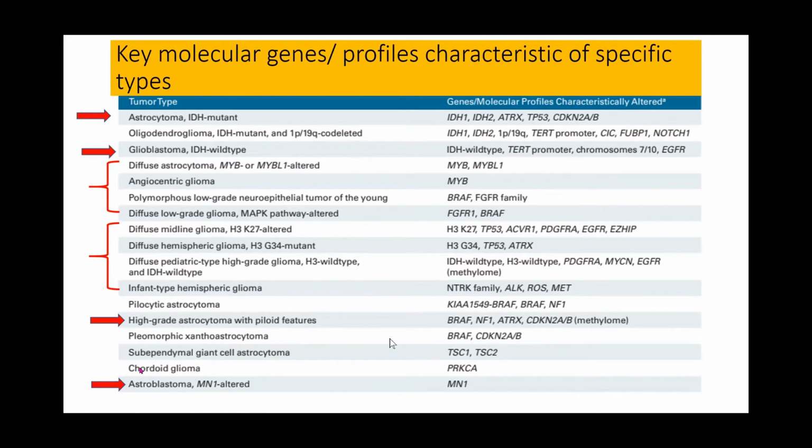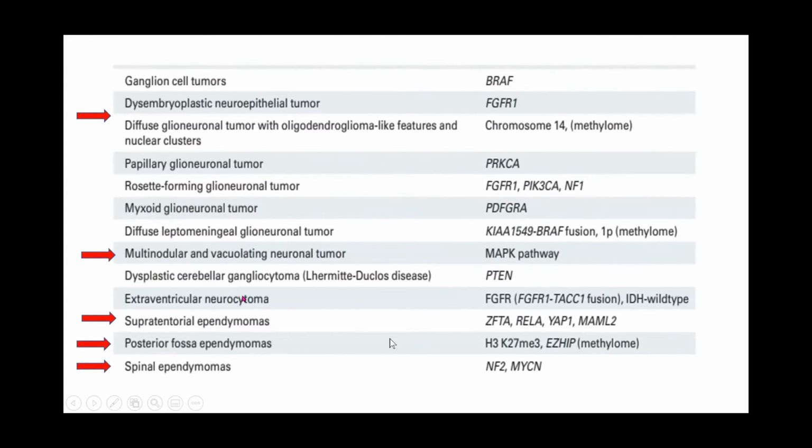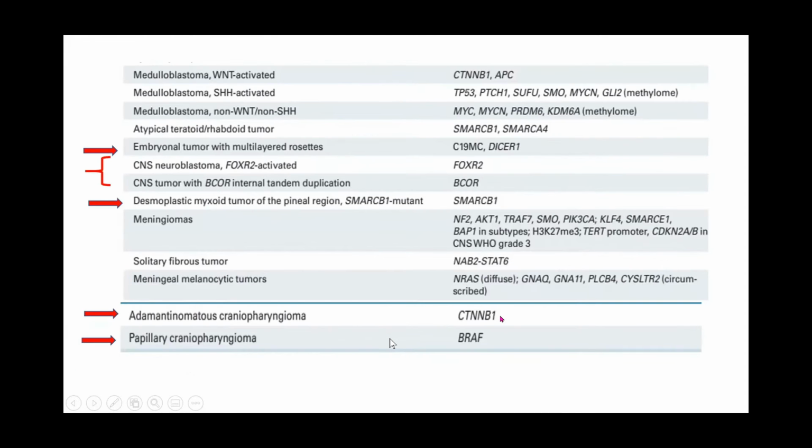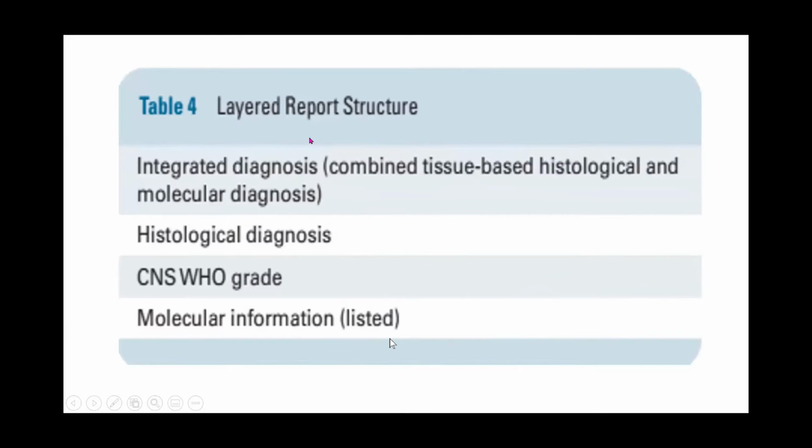will behave poorly. For the astroblastoma, which was there in the last classification, MN1 alteration was not yet defined. So in the new classification, this MN1 has become a defining feature for astroblastomas. Amongst the other tumors, I'm going to look at them in detail as we reach those entities separately.